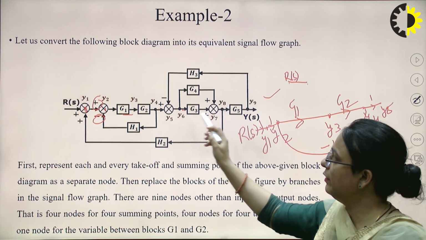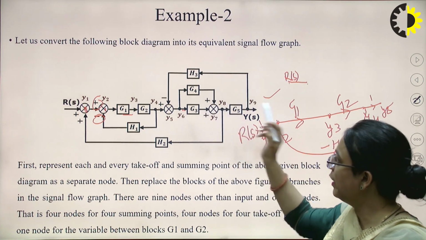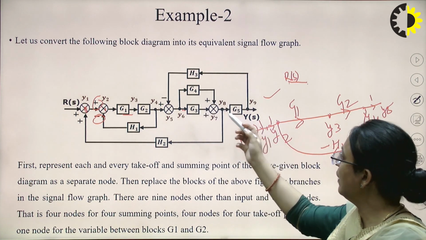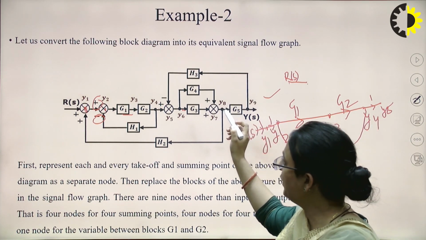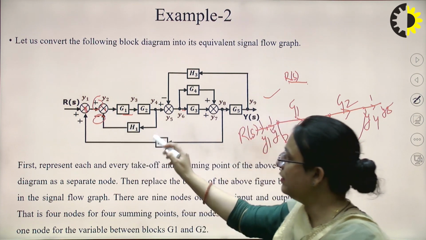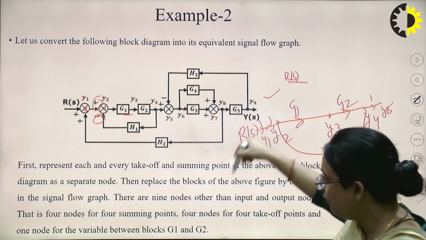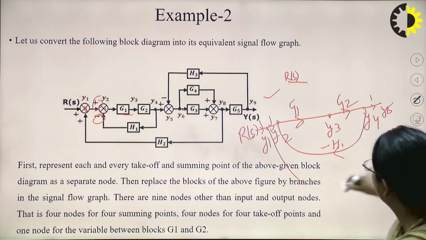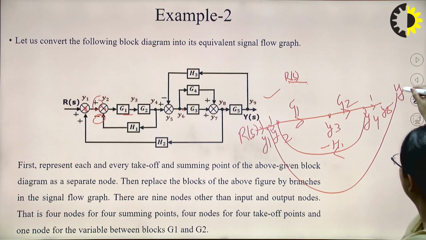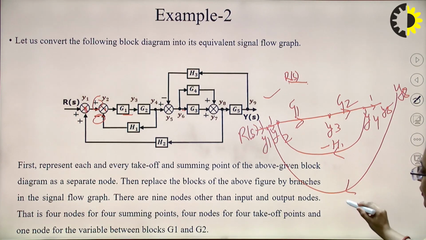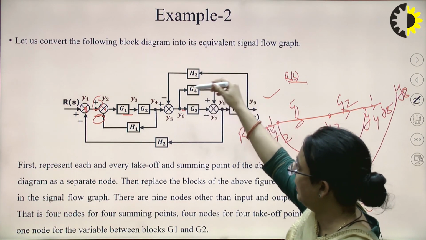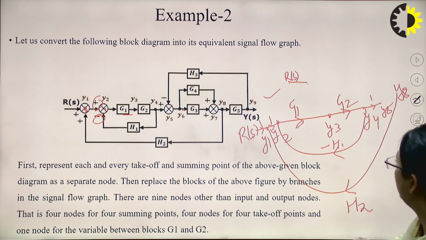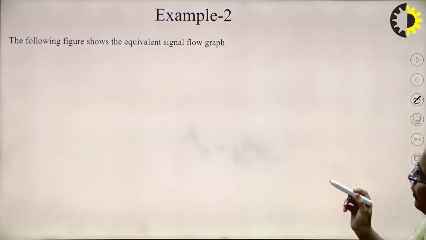Between Y6 and Y7 the gain is G3. From Y7 to Y8 the gain is again 1, and between Y8 and Y9 the gain is G5. Now we can see that the gain between Y8 and Y1 is plus H2. We can draw a feedback between Y1 and Y8, which has a gain of plus H2. Similarly, you can connect all these. Between Y6 and Y7, we also have a gain of G4. So you can connect it like this.